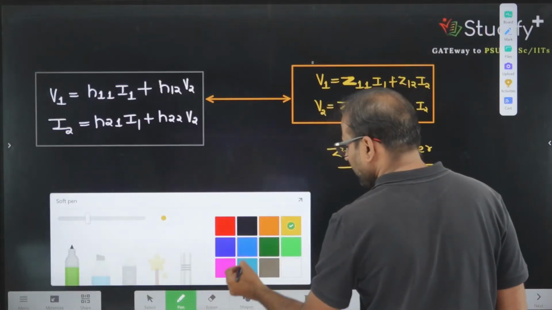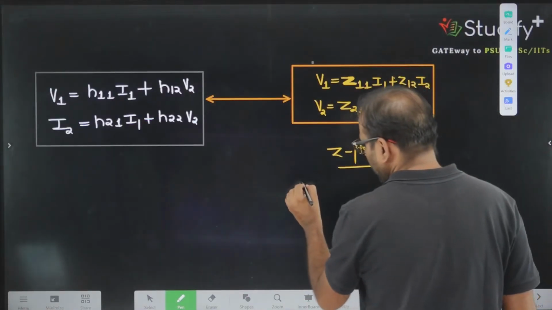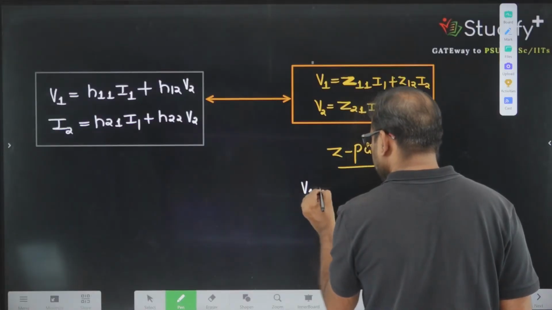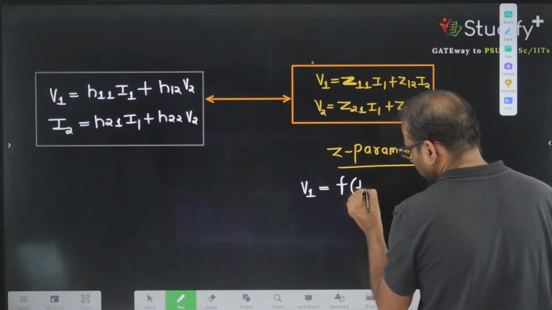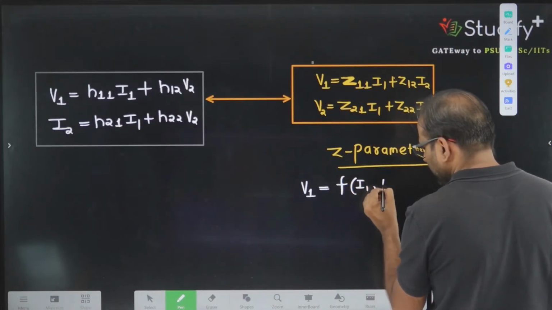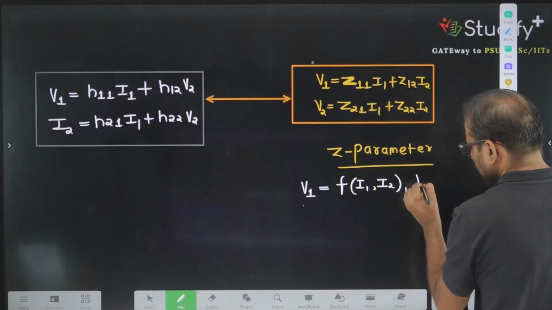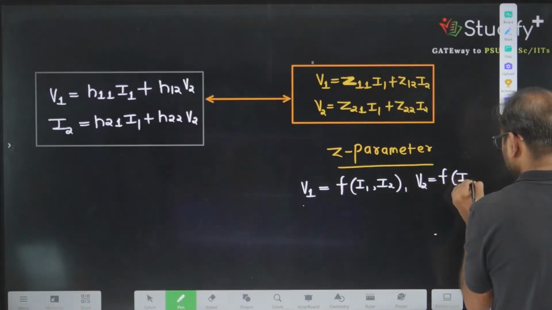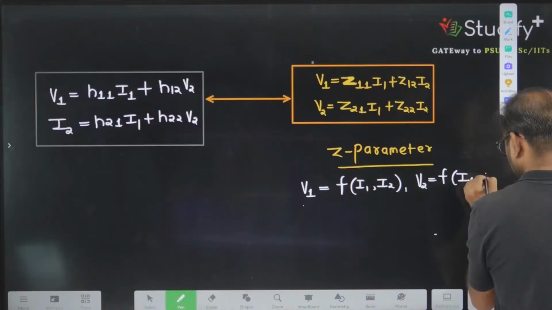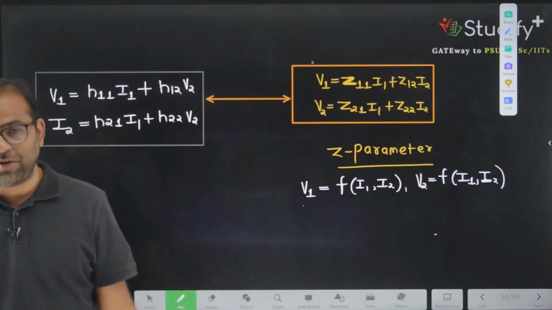Now what we can observe here in the Z parameter: V1 is represented as a linear combination of I1 and I2, while V2 is also represented as a linear combination of I1 and I2. V1 and V2 both are represented as a linear combination of I1 and I2.